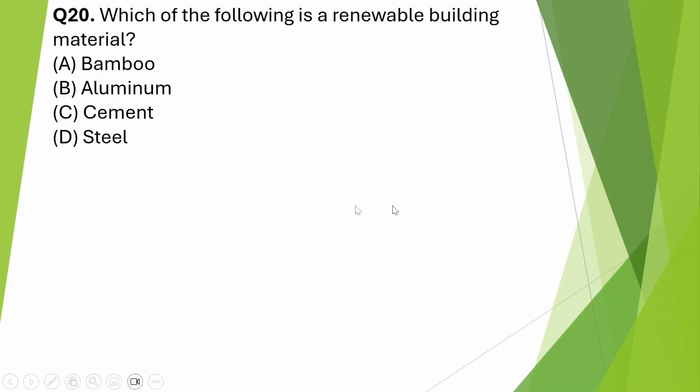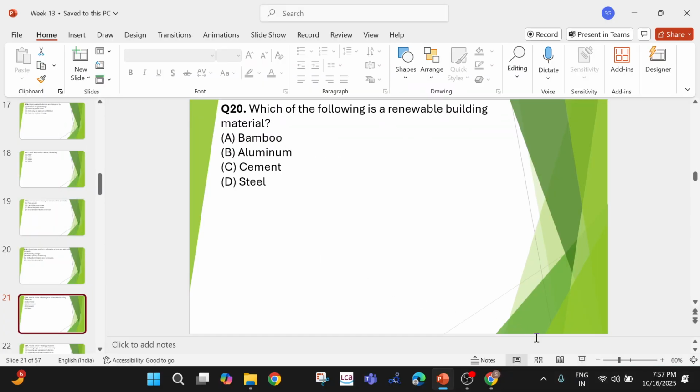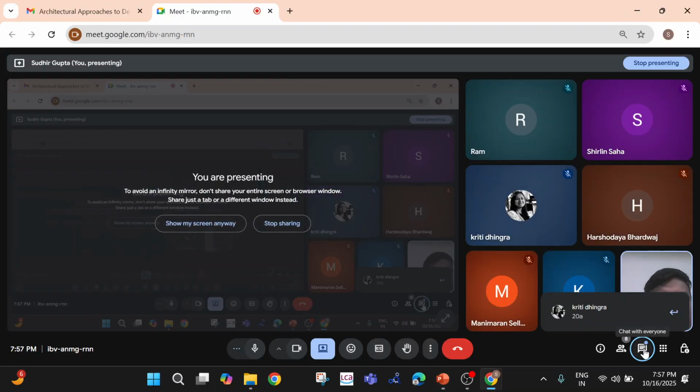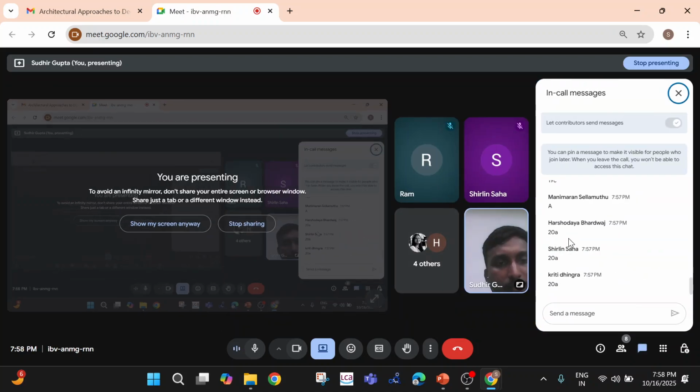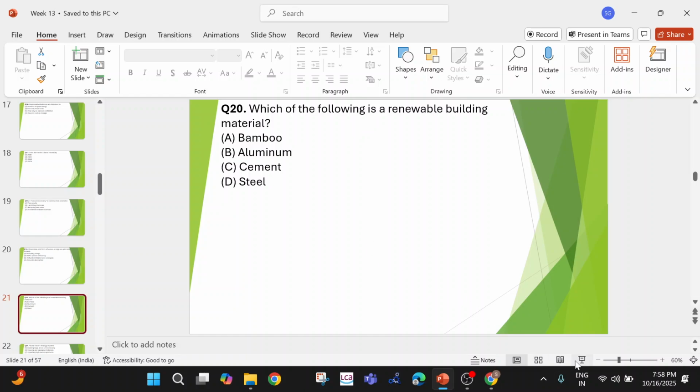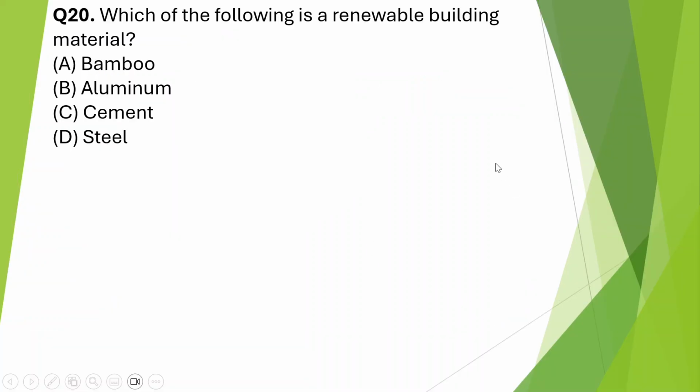Yeah, this time, it's good to see that there is healthy competition within you all, guys. This time Manimaran was the first to realize the correct answer, and then others also, and all of you have voted for option A, which is the correct answer. And I have already mentioned also, this bamboo, it is a renewable fast growing material. That's why option A was the correct answer for this question number 20.